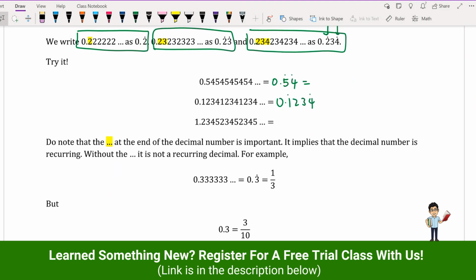Easy, right? Not difficult. Okay, guys, what is this? First time ever, it starts with 1, not 0. What to do? Just do the same. 2, 3, 4, 5, 2, 3, 4, 5. So it's 1.2, 3, 4, 5 dot. Over 9. Okay, this one is 54 over 99, right? This one is 1, 2, 3, 4 over 9.